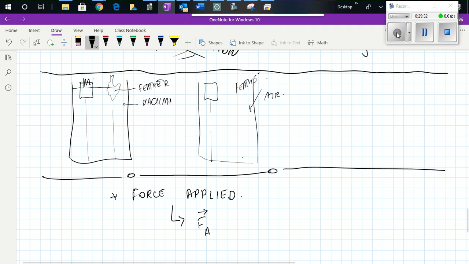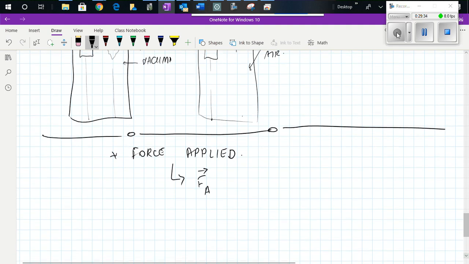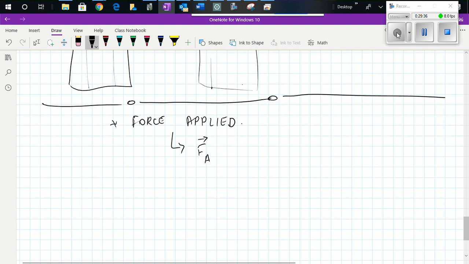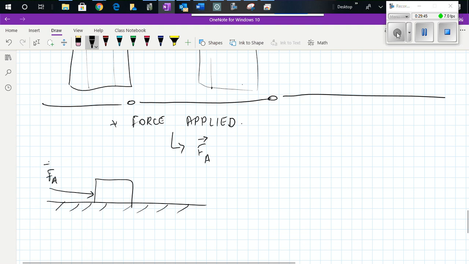So if we have an object that is on a surface and we are pushing it with a force applied that is parallel to the horizontal, we will say it is, let's suppose, 20 newtons. And then based on this, we will draw the free body diagram. Based on the situation that we are in, we will draw the free body diagram.